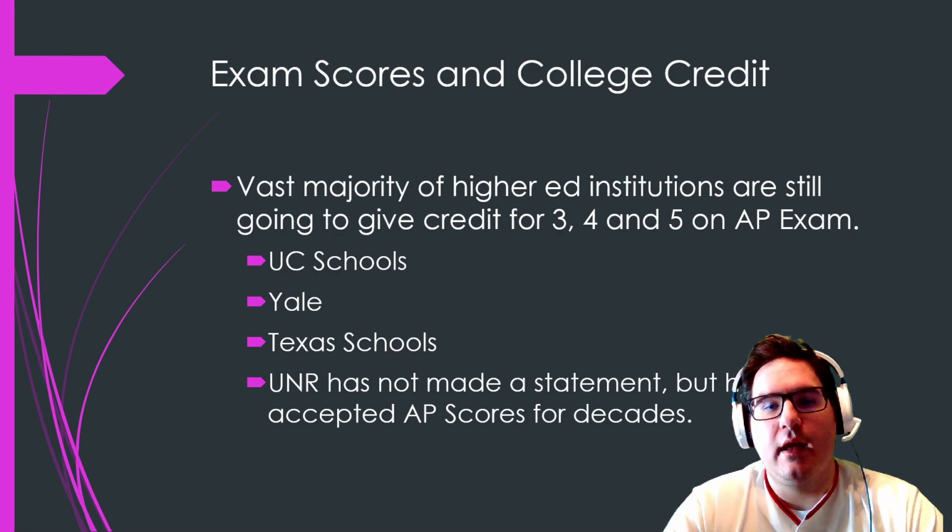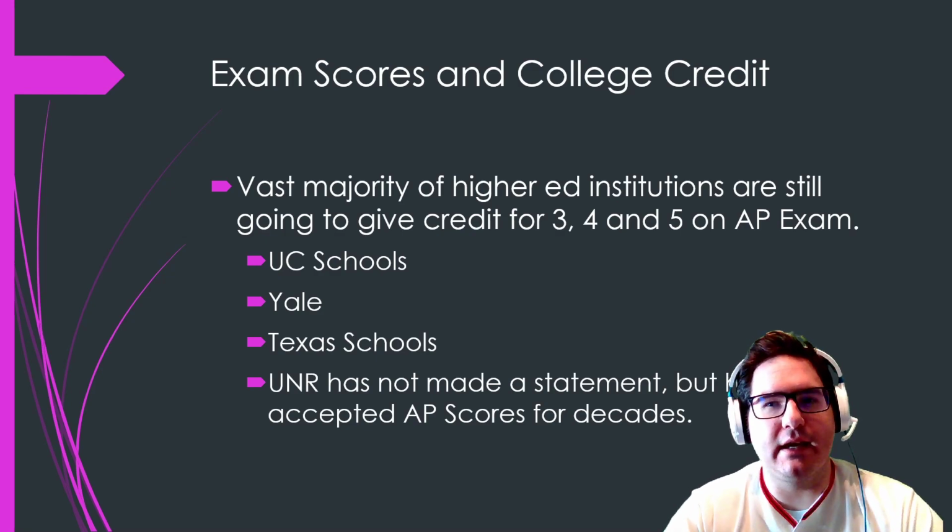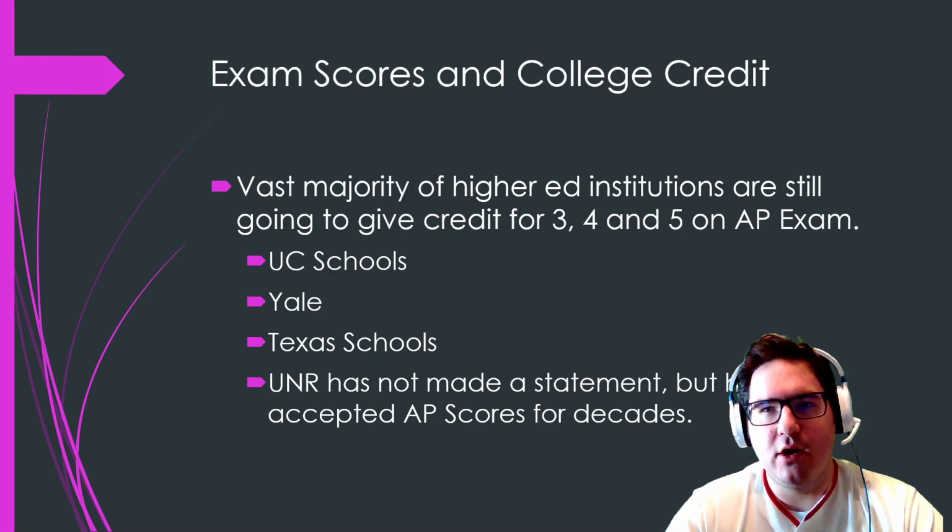So far, University of California schools have already announced that they will be accepting these just like always. Yale has come out and said they'll accept them. Texas schools, so the UT system, has accepted them. UNR hasn't made a specific statement on this, but they have accepted AP scores for decades, and it would be very surprising to me if UNR doesn't accept it, or UNLV. I would be very surprised. And maybe they've made an announcement, but I couldn't specifically find one.